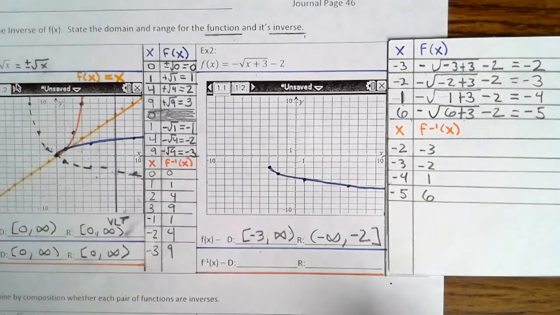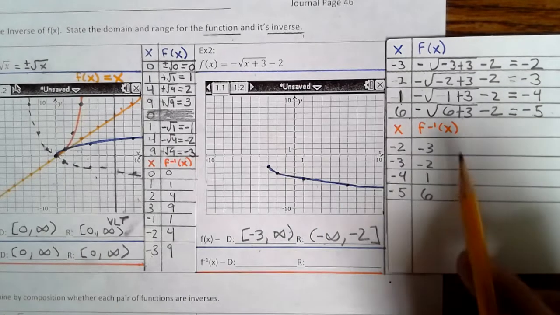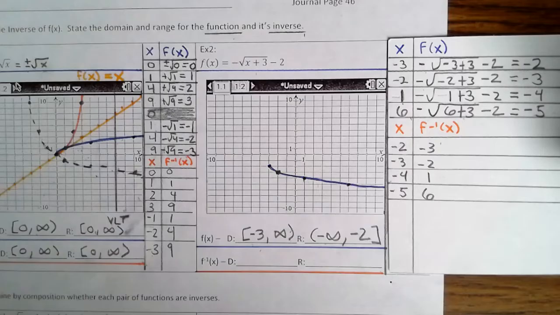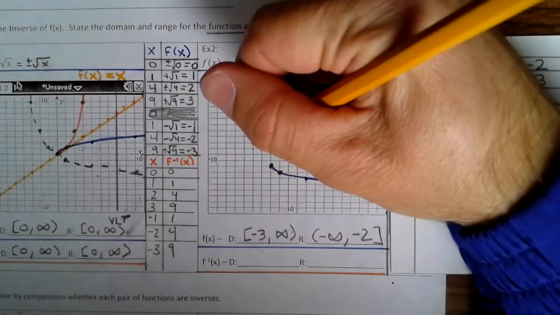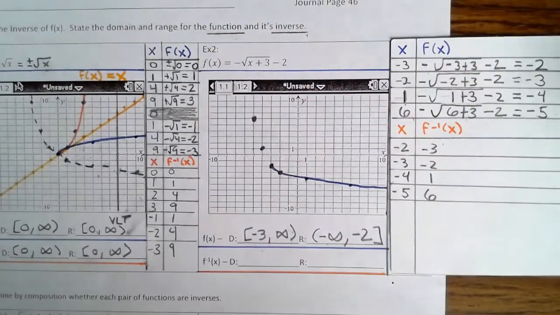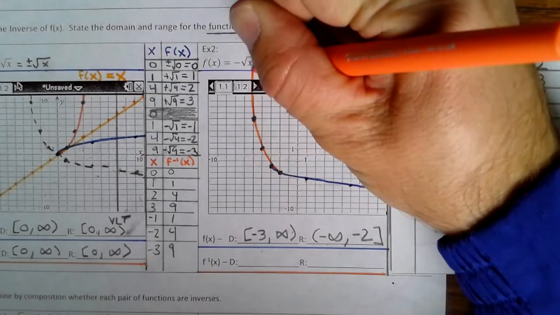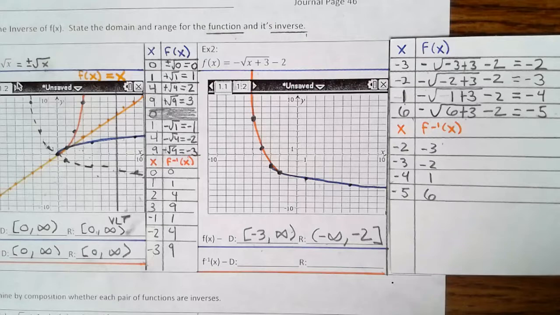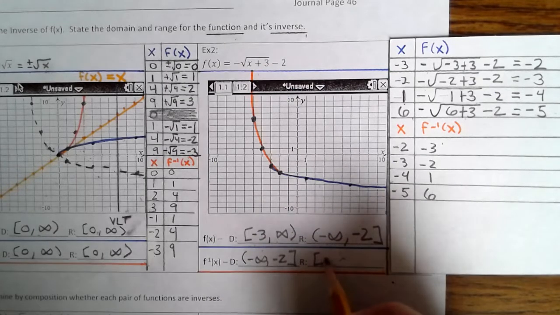Now we can graph the inverse. So -2, -3, -3, -2, -4, 1, and then -5, 1, 2, 3, 4, 5, 6. Okay. Now, the domain and range of this is easy. This becomes a domain, so -infinity to -2, and this becomes a range, so -3 to infinity. Okay. All right, now we want to graph the f of x equals x line.